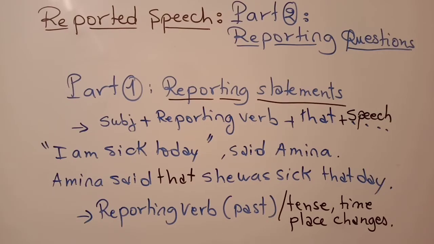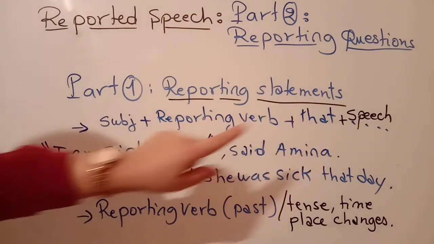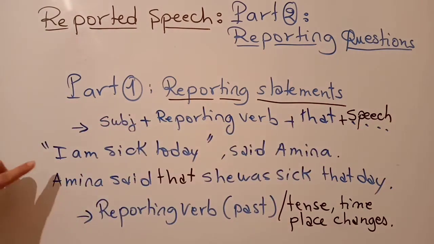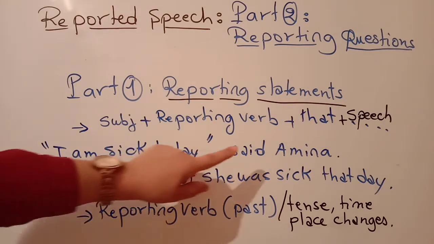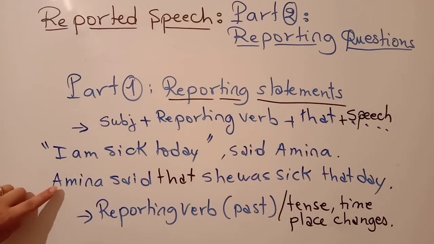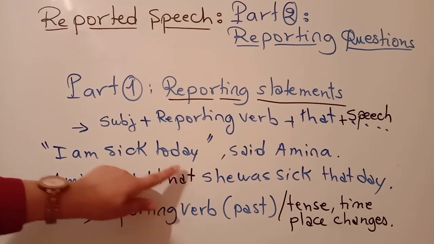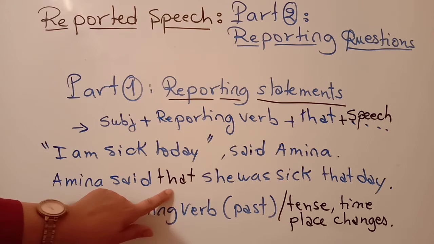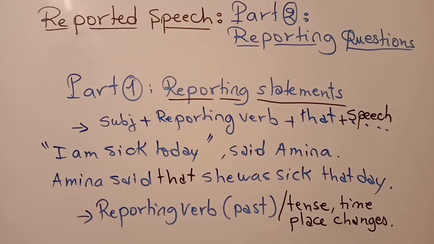Before I start today's lesson about reporting questions, let's recap what I tried to explain in the previous video about reporting statements. When we report positive and negative statements, we link with that. So you have subject, reporting verb, plus that, then the speech. For example, "I am sick today," said Amina. Reported speech: Amina said that she was sick that day. Because we have a positive statement, we link with that.